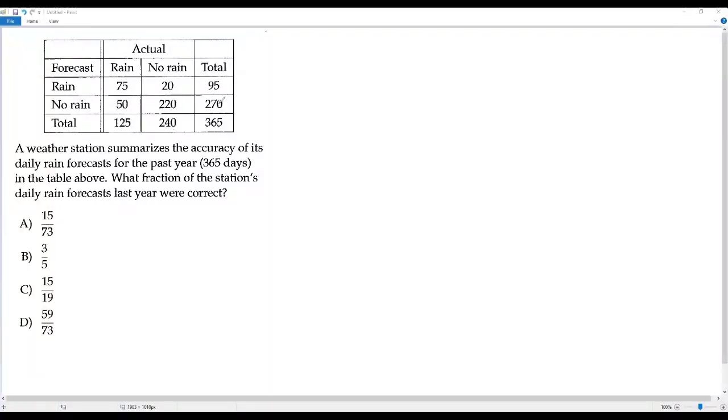Here we have a SAT math question. Okay, let's go to the information. Here we have a table of data about the rain forecast. Okay, now let me go over the information here.